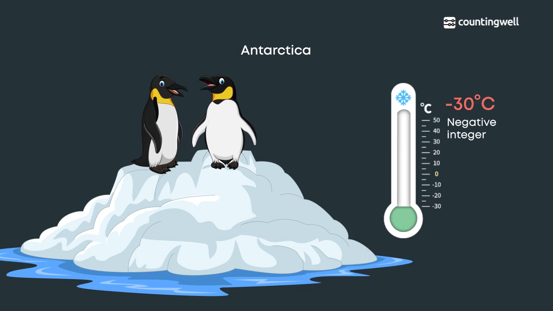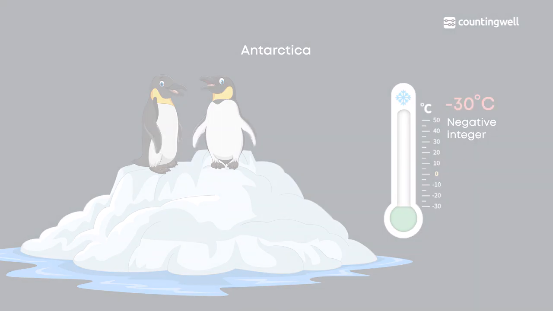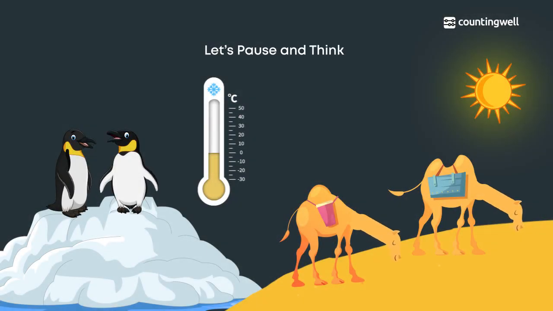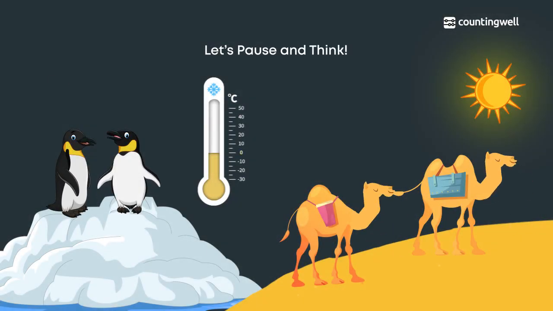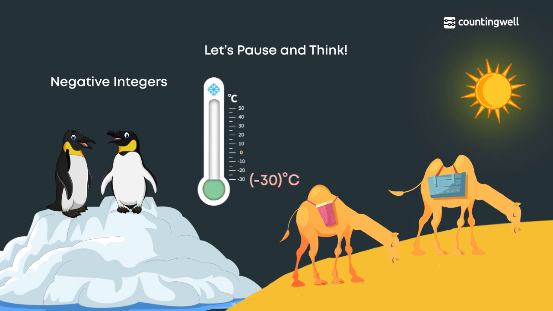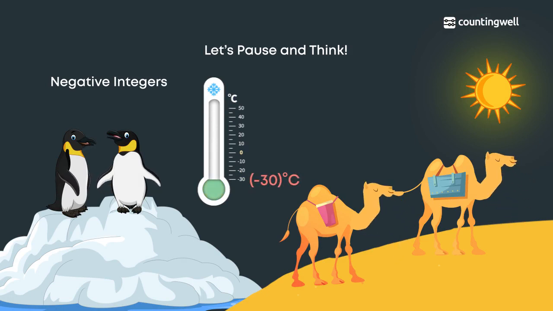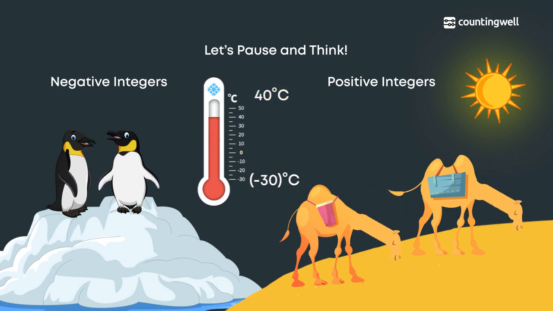Does this minus sign mean something? Yes, the negative sign indicates that the temperature goes below zero. Let's pause and think. We use negative integers to show temperatures which fall below 0 degrees and positive integers to show temperatures above 0 degrees.